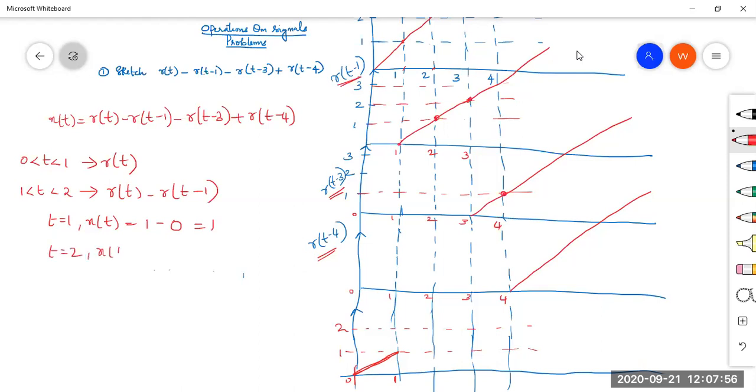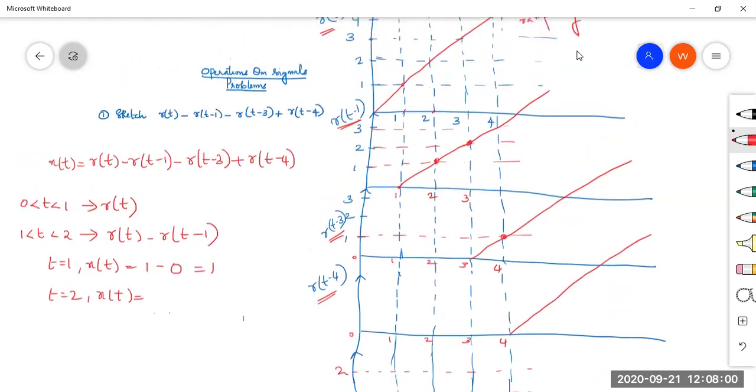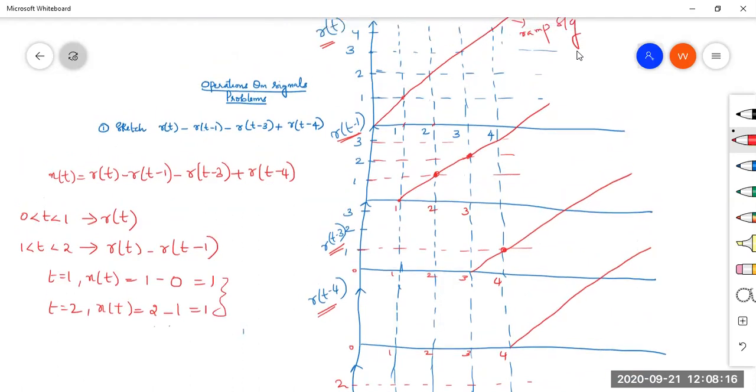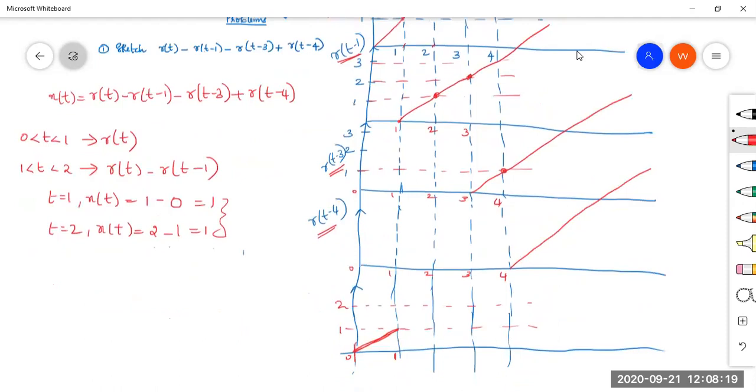Now you take t is equal to 2. Here x of t at t is equal to 2, we know the value is 2 for r of t. So 2 minus r of t minus 1, which is 1, equals 1. So between 1 less than t less than 2, the value remains constant, that is 1. You can draw a constant signal here, between 1 and 2.